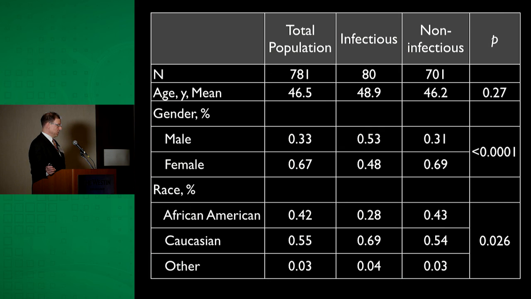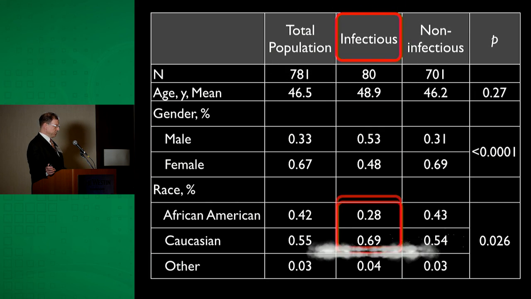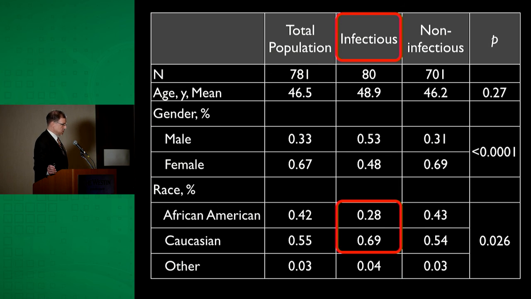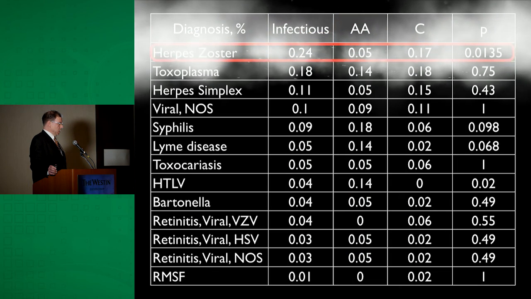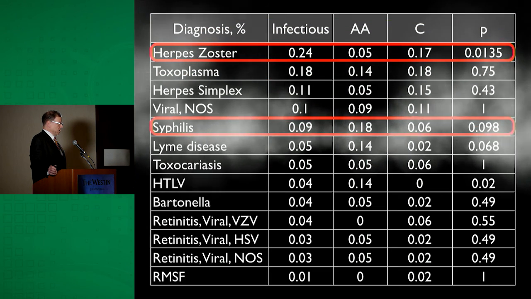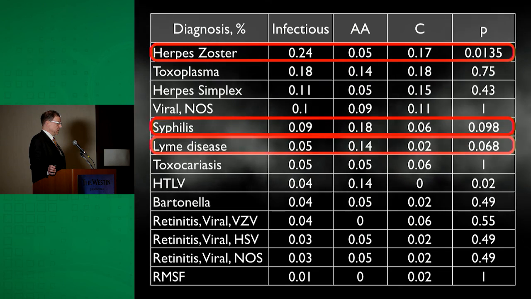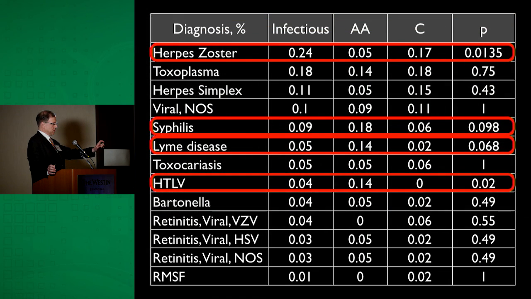There was a difference in the distribution of gender between those, with males being more likely to have infectious disease than females, which had more non-infectious disease. And if you look at the ethnic distribution, then actually Caucasians were much more likely to have infectious disease than were African Americans, and the predominance of that was in viral anterior uveitis, so either zoster or simplex. And so again, highlighting some of these, African Americans versus Caucasians. Now some of these are a mixture between different forms of zoster, whether it's anterior or posterior disease.